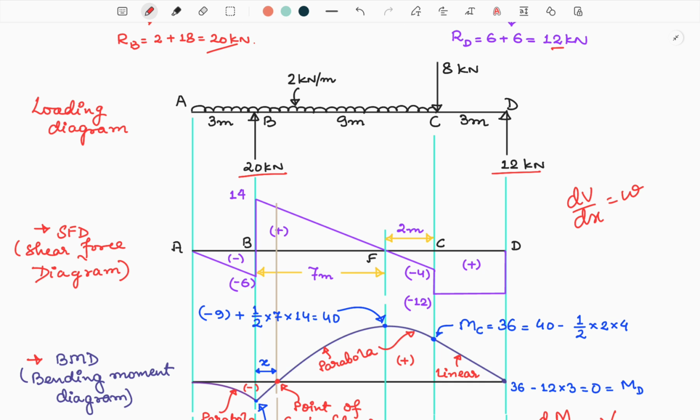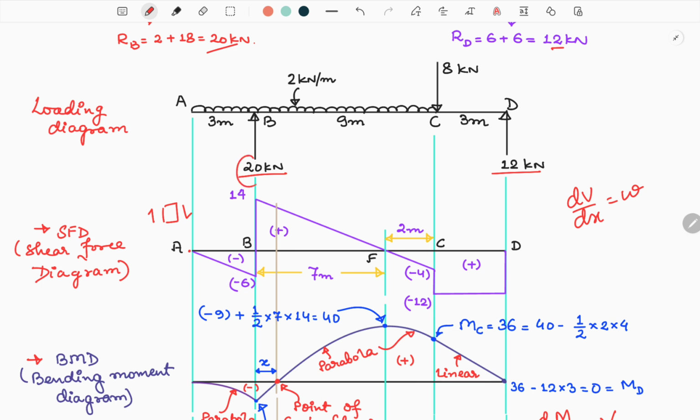As we start from point A, on the left of point A there is no loading, so the shear force will start from 0, and since the load is UDL, the 2 kilonewton per meter will keep on increasing, and it will reach its highest value at B, between A and B, that is 2 into 3 or 6 kilonewton, and this is negative and increasing.